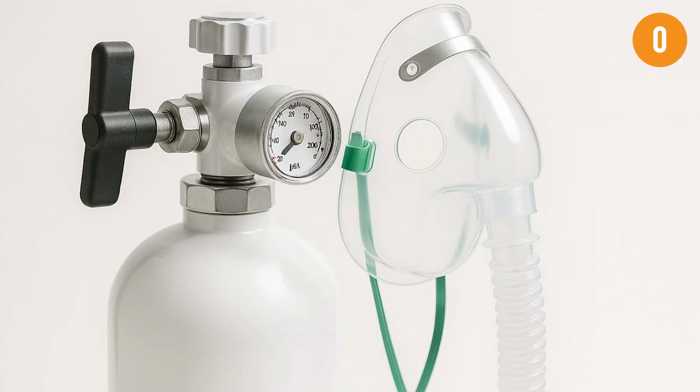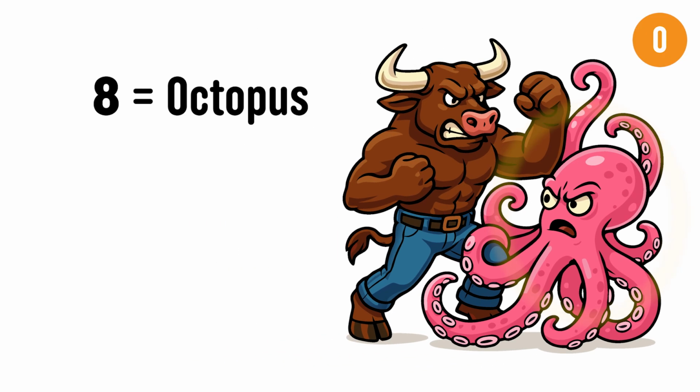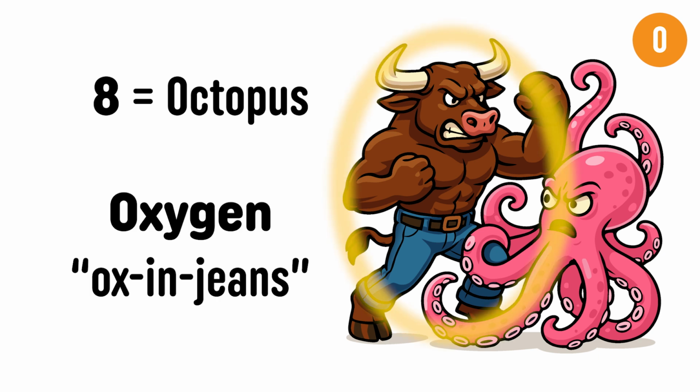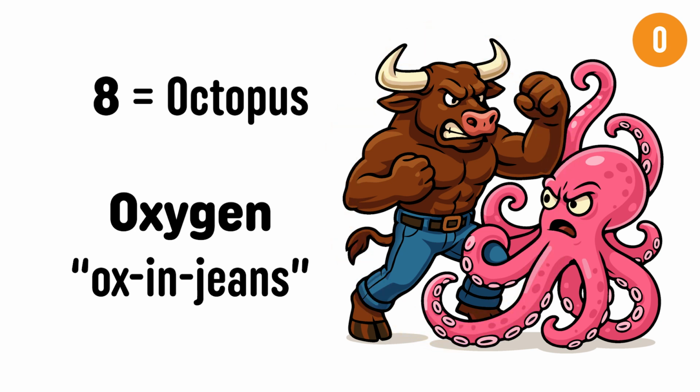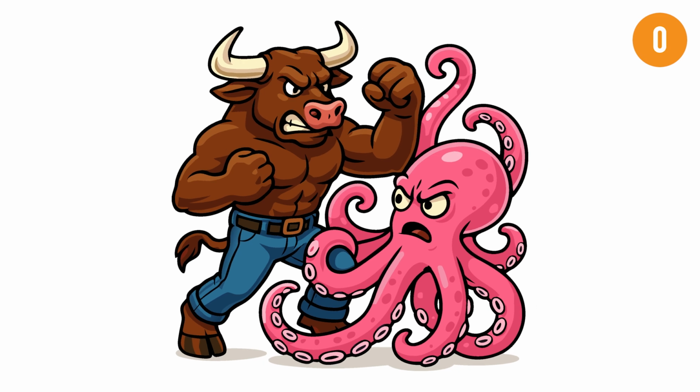Oxygen is the 8th element of the periodic table. This image represents oxygen. The number 8 is represented by an octopus because they have 8 tentacles. Next, we have to convert the name oxygen into a picture. Oxygen sounds similar to ox in jeans, like an ox wearing jeans. If we picture an ox wearing jeans fighting an octopus, we will forever remember that oxygen is the 8th element. This image will be burned into your mind forever every time you think of oxygen.